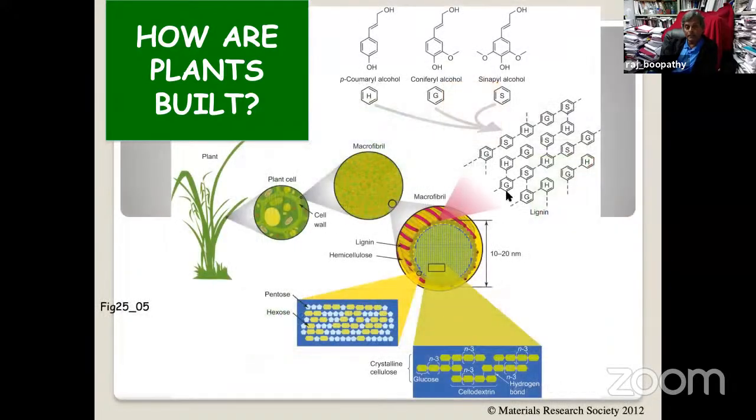So when you break it down, there are three major components of the plant material: lignin, cellulose, and hemicellulose. This is your hemicellulose, and this is your cellulose. And when you break down lignin, it is made up of polyphenolic compounds. These are the major ones: coumaryl alcohol, coniferyl alcohol, and sinapyl alcohol are the major components of lignin, which is a polyphenol.